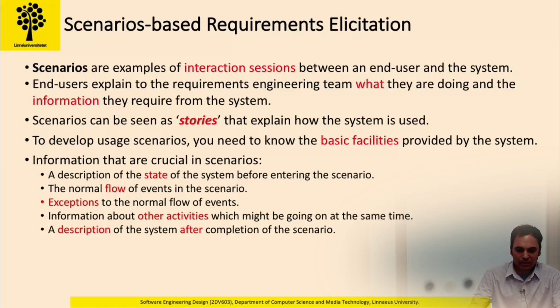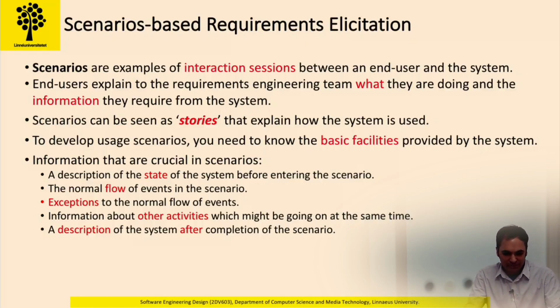So, information that is crucial in scenarios. When you are developing your story or scenarios, what information will be important for defining or eliciting your requirements? The first one is the state of the system. So what will be the state of the system before entering the scenario or before starting the story? The flow of events in the scenario, and the exceptions to the normal flow. So what can go wrong during the story.